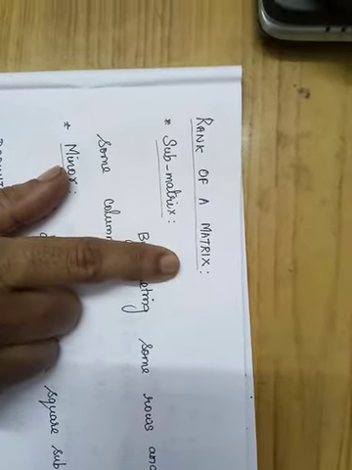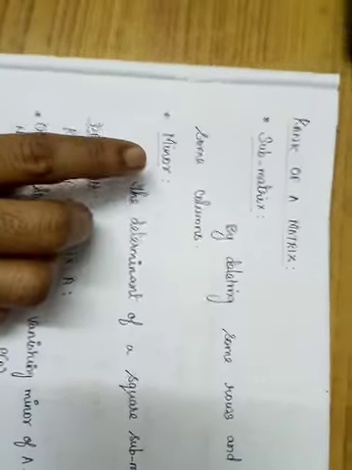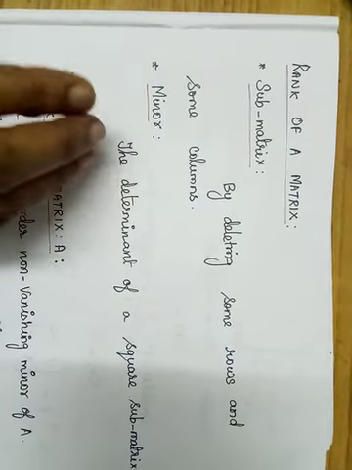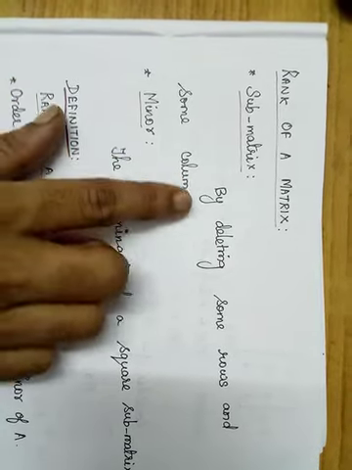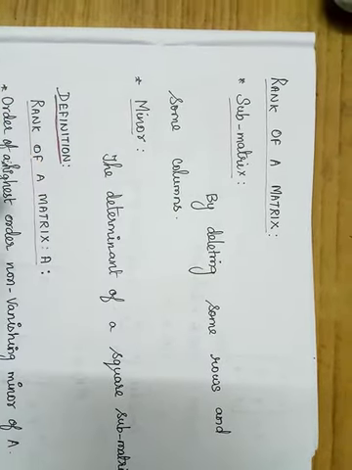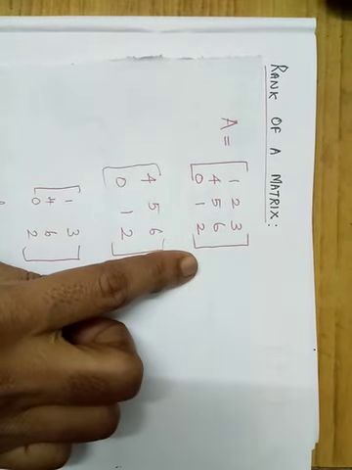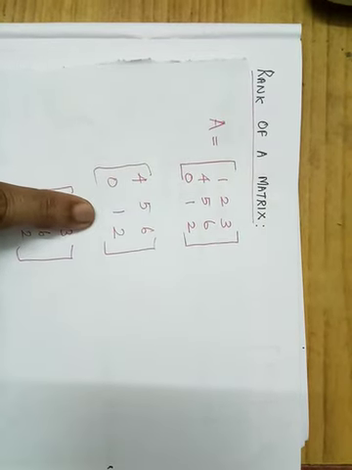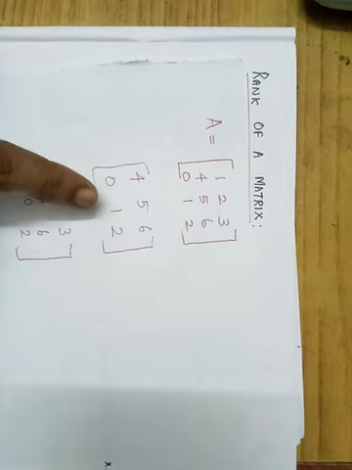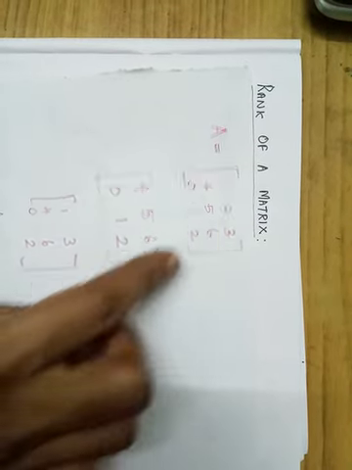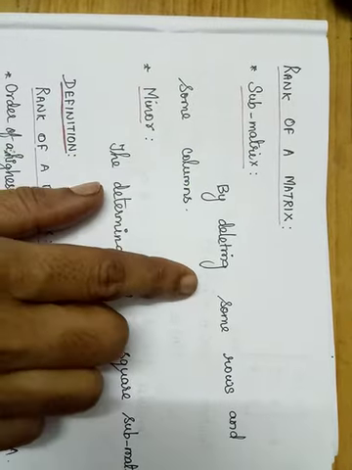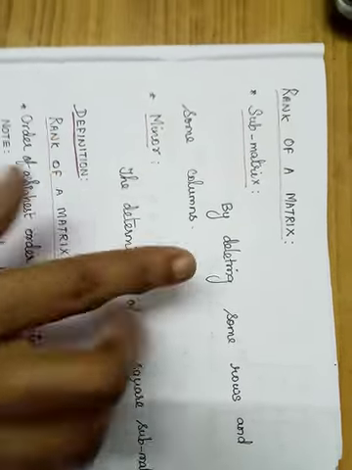Before moving to the rank, you should know about submatrix and minor. What is a submatrix? Let the given matrix be A. A submatrix of A is obtained by deleting some rows and some columns. For example, I have considered this matrix A. Here, when I delete the first row, I will get this matrix. This matrix is a submatrix of A. Here I have deleted the second column. So the remaining matrix is called a submatrix of A. A submatrix is obtained by deleting some rows and some columns of the given matrix.